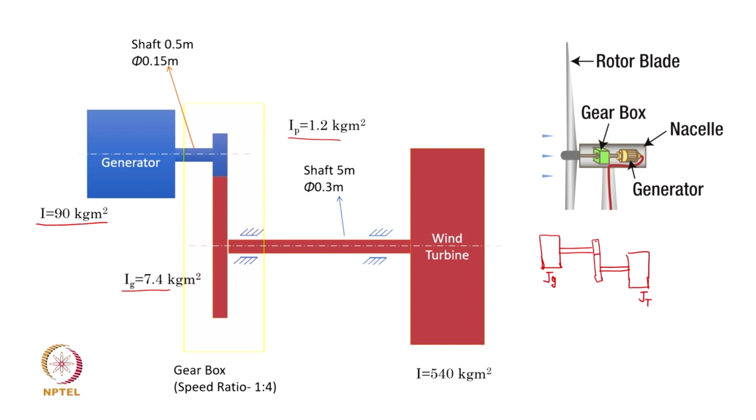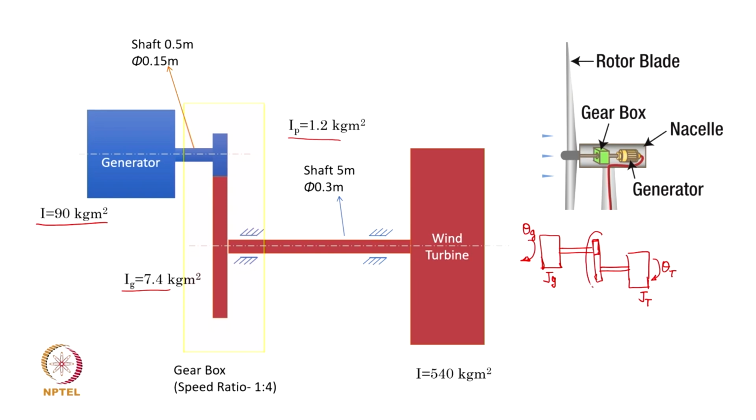Now, here is the catch: the inertias of the gear and the pinion being minuscule as compared to that of the generator and turbine, we can neglect the inertias, and then what we are left with is obviously 1 degree of freedom corresponding to the generator, and a second degree of freedom corresponding to the turbine. Okay.